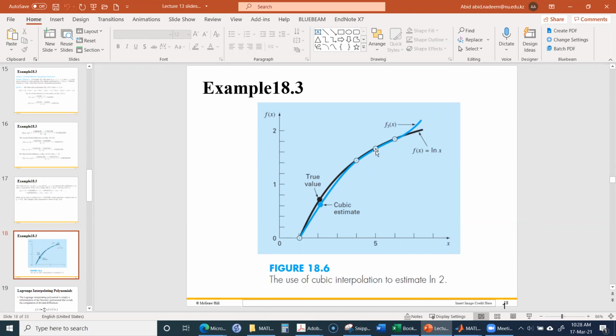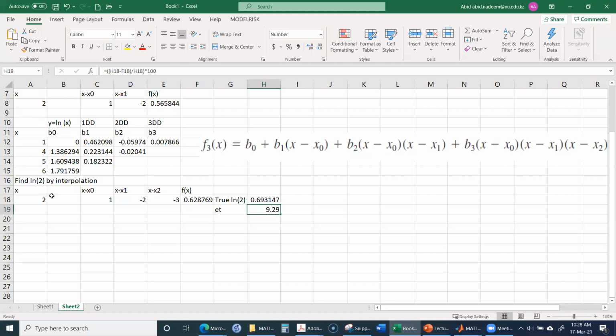So therefore, we should have other data points between these two values. The meaning is that if we want to interpolate between 5 and 6, then it should be okay. But if we want to extrapolate, for example, to find the value at 7 from here, then we should have points around that point 7.